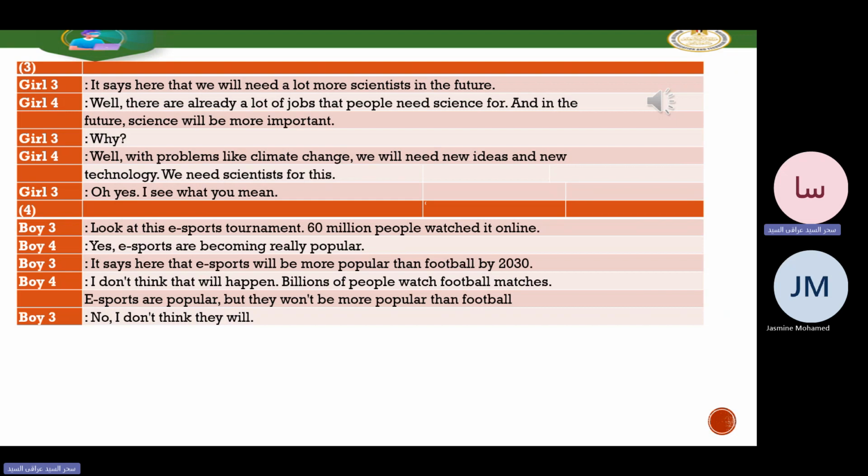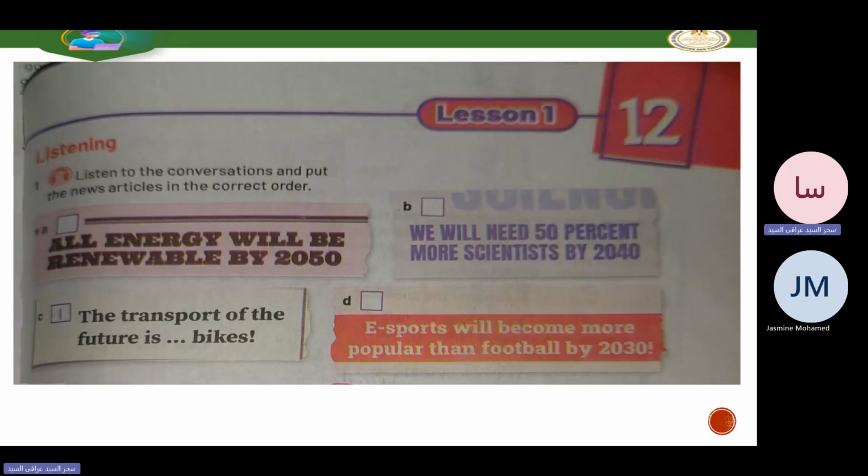Okay, after listening, listen to the conversations and put the news articles in the correct order. The first one, of course, is done for you. Number 3, the first article talks about transport of the future is bikes. This is number 1. What was number 2? All energy will be renewable by 2050, or we will need 50% more scientists by 2040, or esports will become more popular than football by 2030. What's number 2, what's number 3, and what's number 4? Okay, take your time to think.